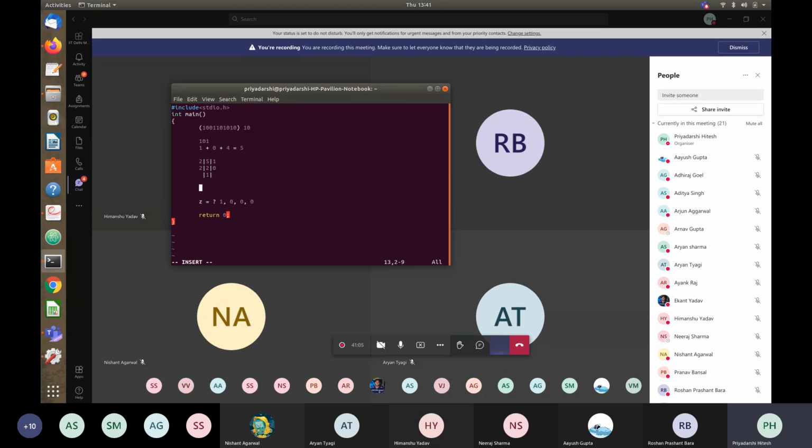So do it for like 9. Tell me what would be its binary number for 9.